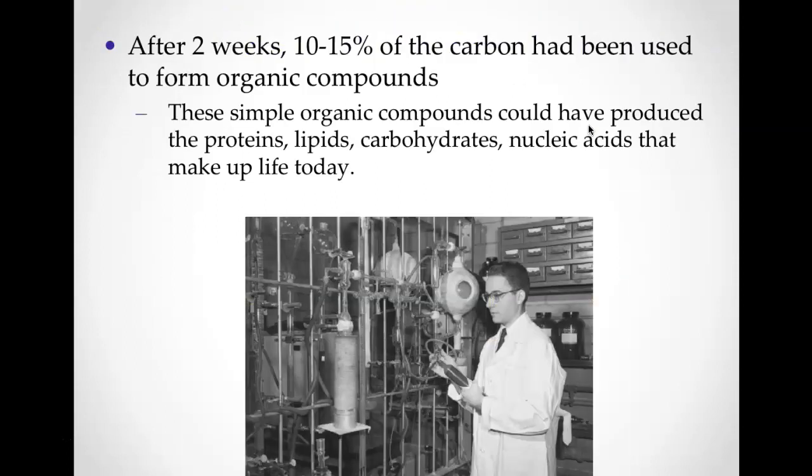All right, so hopefully that kind of made sense that these simple organic compounds could have been produced. The ones that could have been produced were proteins, lipids, carbohydrates, and nucleic acids. And so those are our 4 macromolecules. Those are the 4 molecules that must be present in order for something to be living.